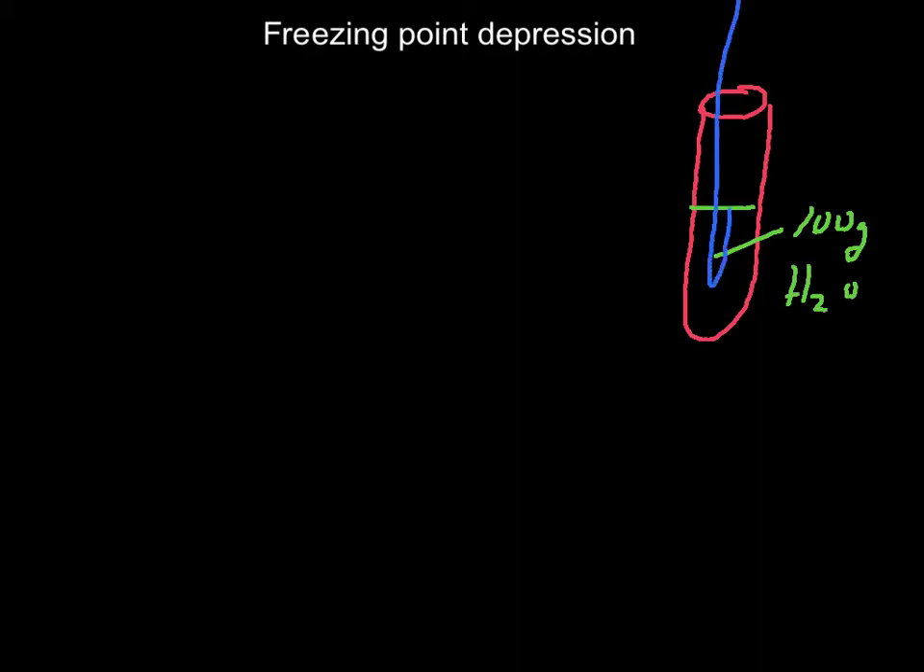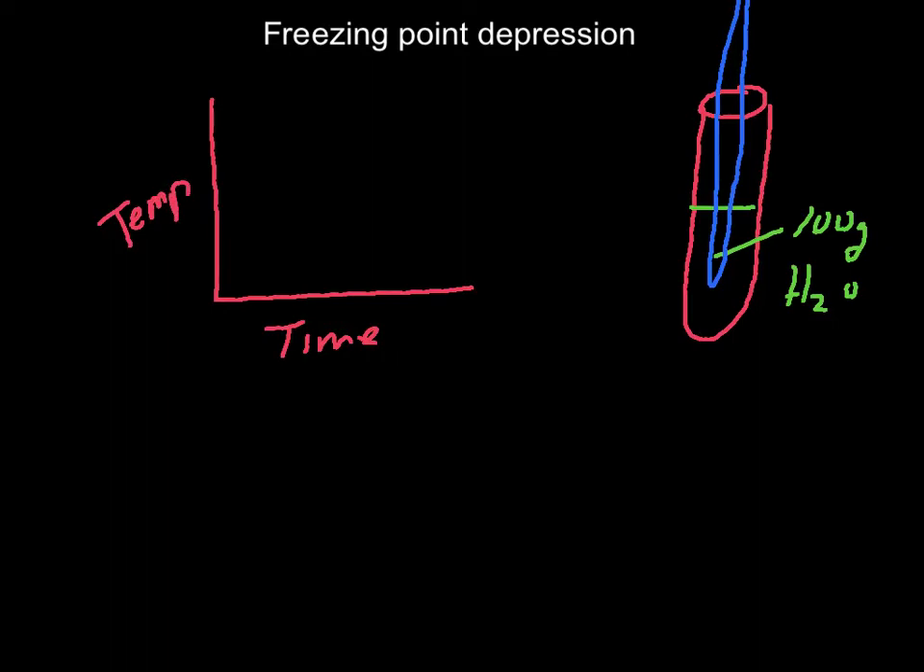So I'm going to stick a thermometer in there, and I am going to cool it down until the water freezes. Now, if I plot that on a graph, where I plot temperature against time, what I'm going to find is that as I'm cooling it, the temperature is going to decrease with time, and then all of a sudden it's going to flatten out in a plateau. That plateau is indicative of a freezing point.